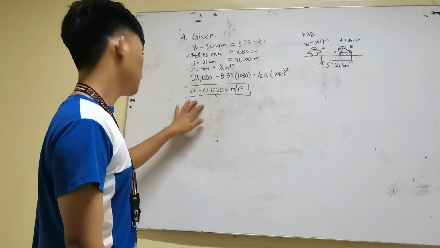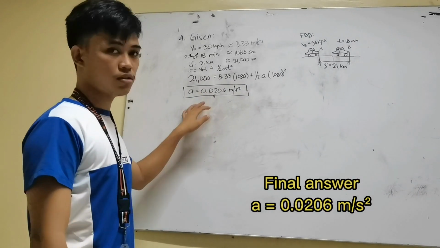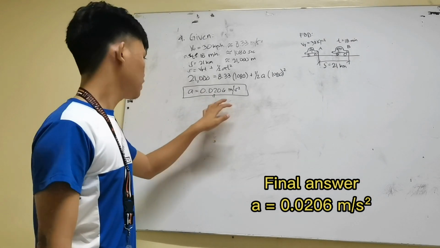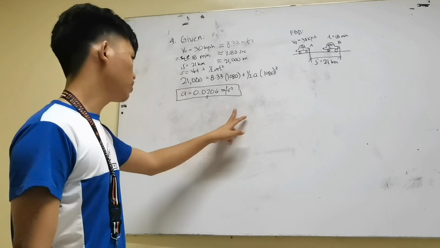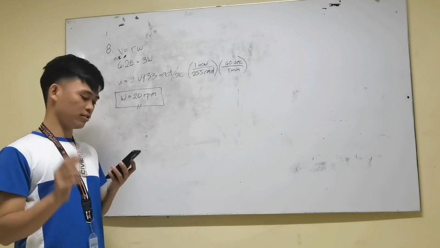So ang acceleration sa ani is 0.0206 meter per second. So mara siya. Next question.